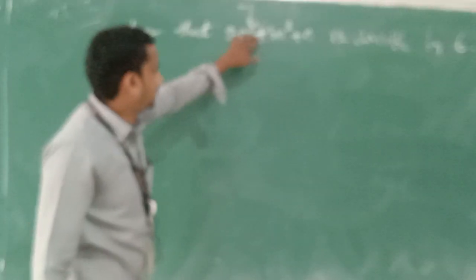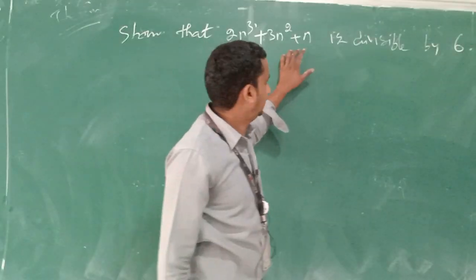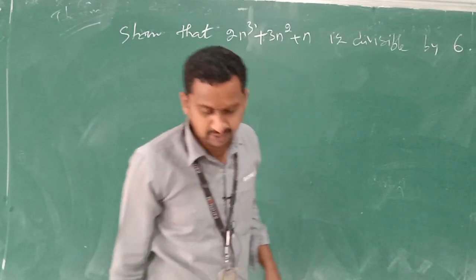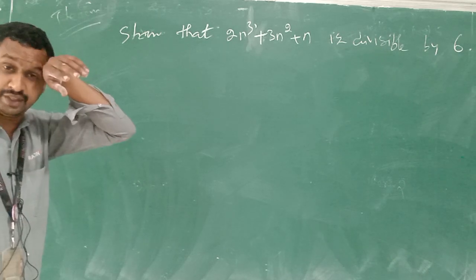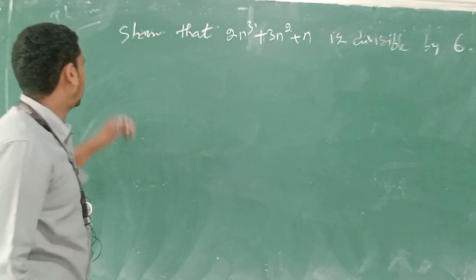Show that 2n cube plus 3n square plus n is divisible by 6. This statement you have to prove by the induction principle method. You have to find the solution. Okay, write the solution.